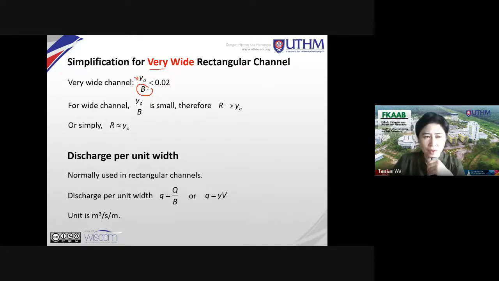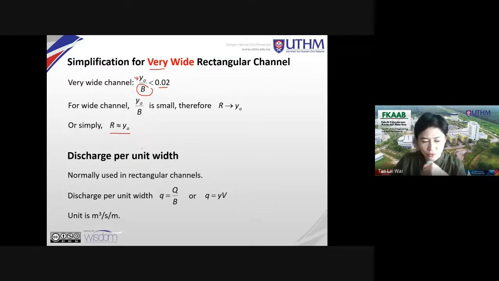Why not? If you take the ratio of y naught divided by b, it will be much smaller than 0.02. That means it's 1 to 100, basically. Now, for a very wide channel, since y naught over b is small, therefore R is almost equal to y naught. Sometimes the question just says very wide channel, and in this case you can actually use R equals y naught.